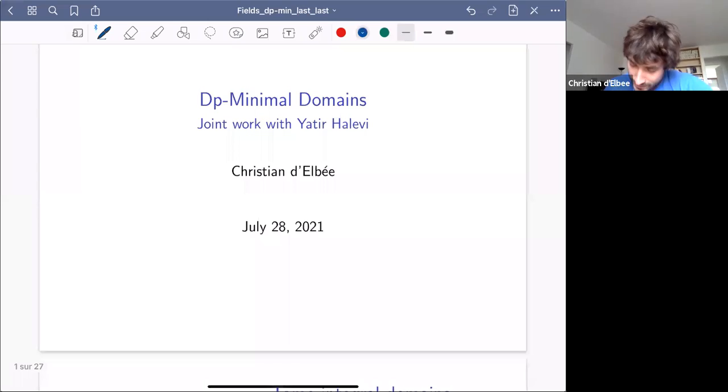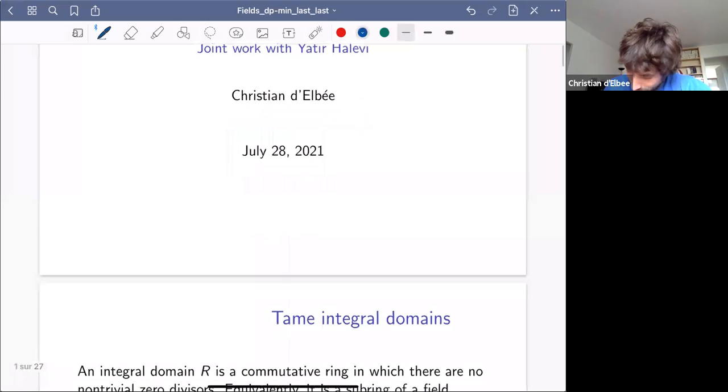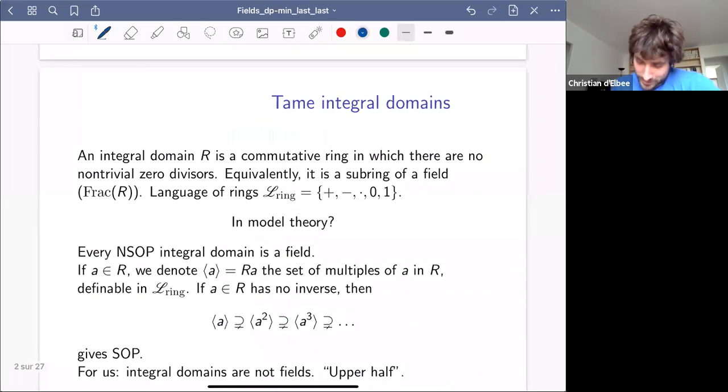So what is a domain? A domain is an integral domain, or domain; I will use both words. It's a commutative ring in which there are no non-trivial zero divisors. Equivalently, you can see it as a subring of a field, the fraction field or another field. We will study it mainly in the language of rings or an expansion of the language of rings.